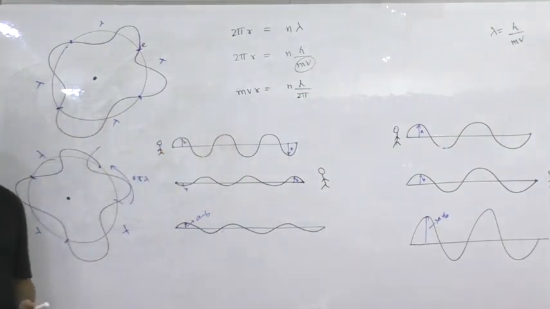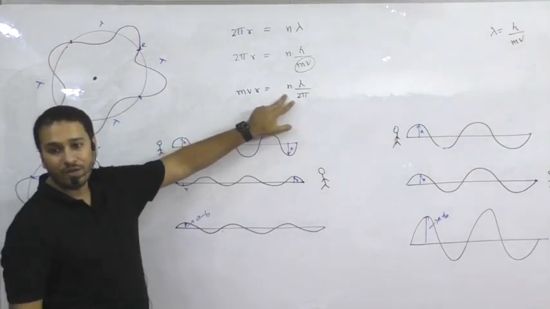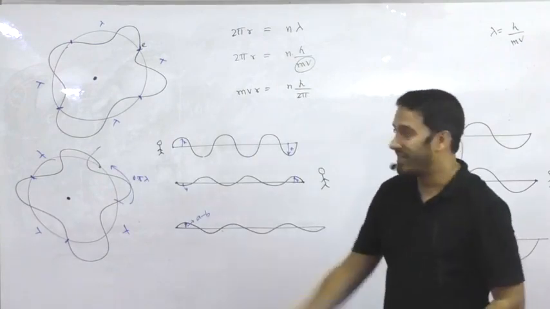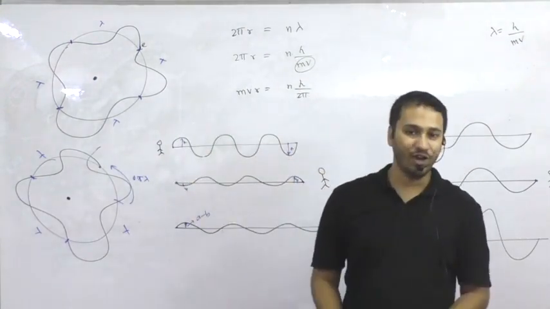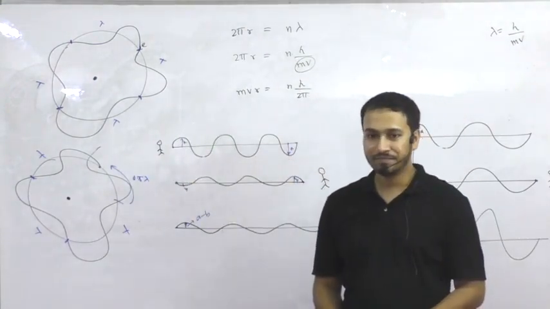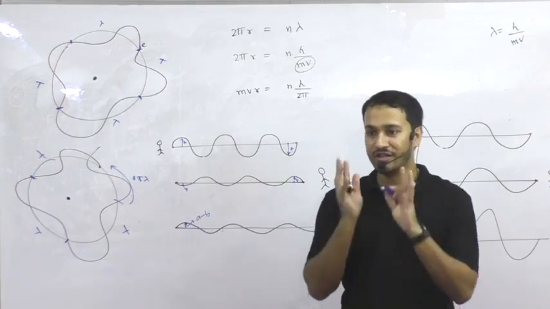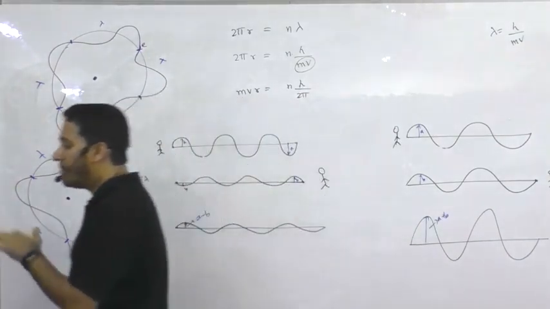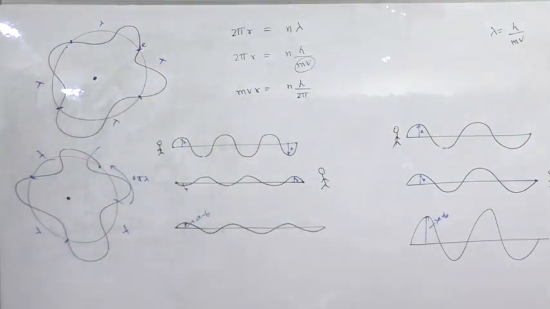What is mvr? Angular momentum. And what do we see? It is an integer multiple of h upon 2 pi. So the postulate of Bohr is actually confirmed by de Broglie. Right? De Broglie actually confirmed Bohr's postulate that the angular momentum of an electron must be an integer multiple of h upon 2 pi. It has to be. Yes.